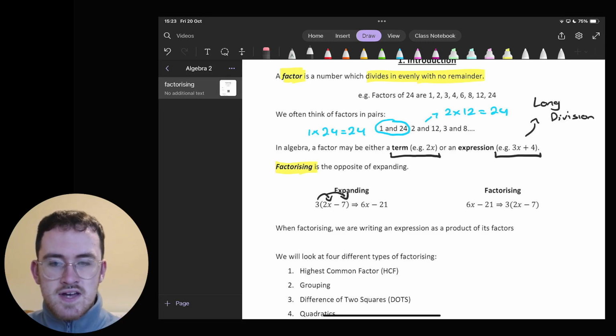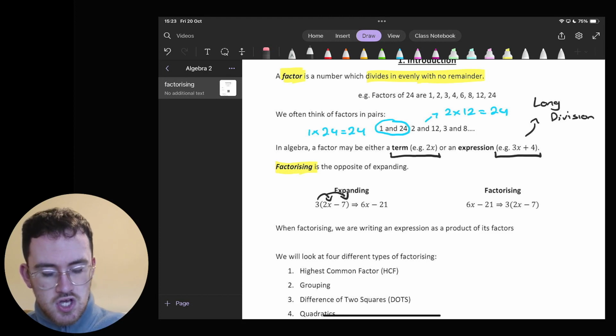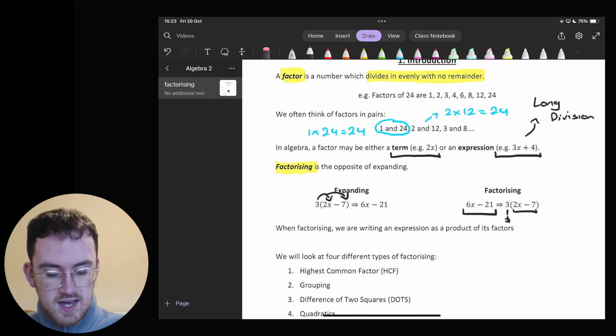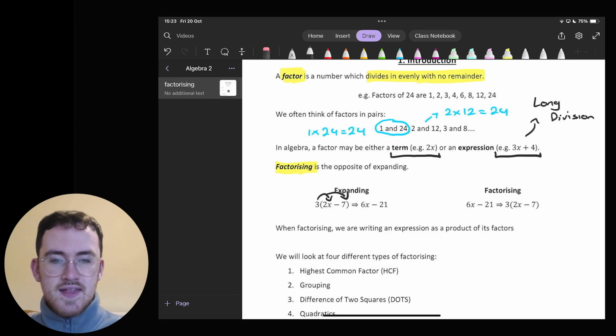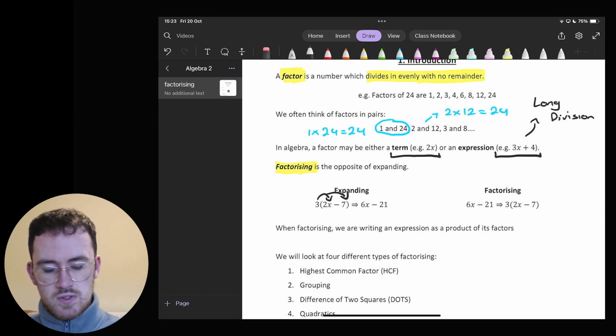When we're factorizing, we're going the opposite direction. So we're taking an expression and we're trying to write it in terms of its factors, as a product of those factors. So like here, 6x minus 21 can be rewritten as 3 multiplied by 2x minus 7, where the two factors here are the 3 and the 2x minus 7. Okay, it's okay that it's an algebraic expression. That's kind of what we're leading up to, I suppose.